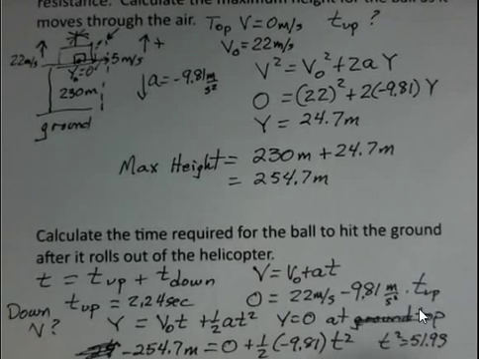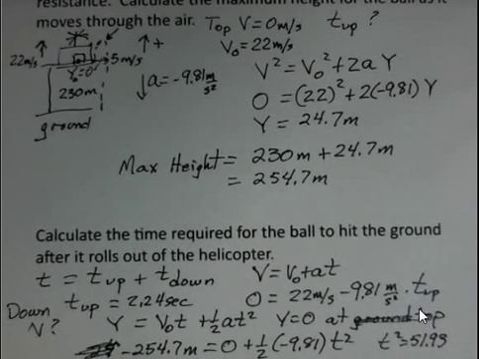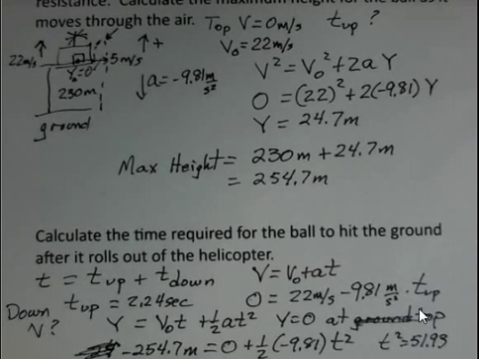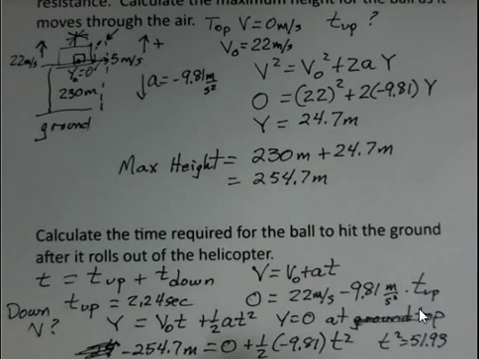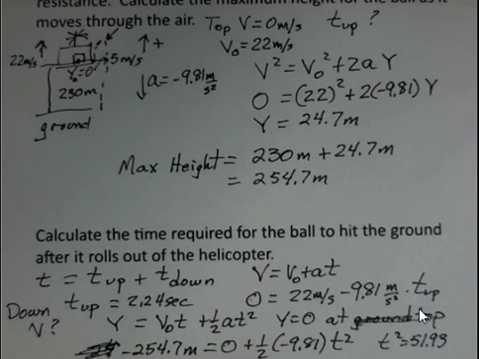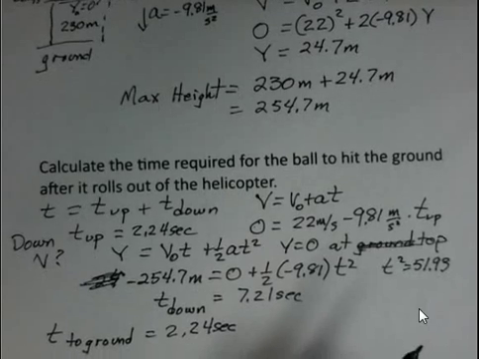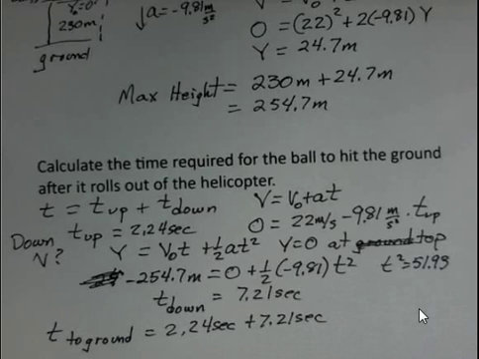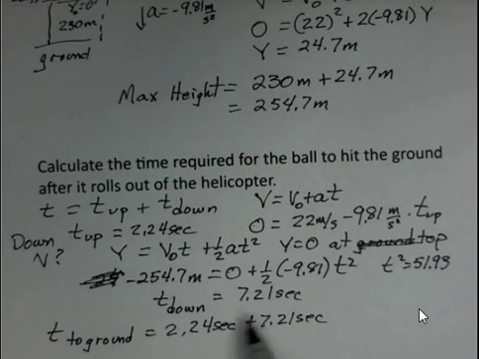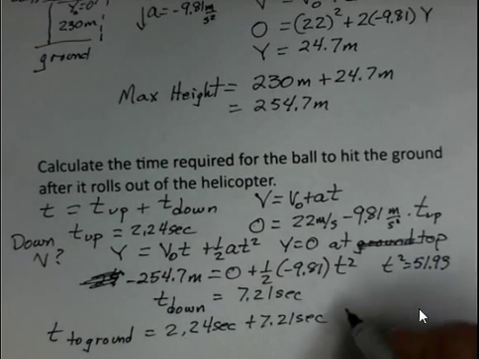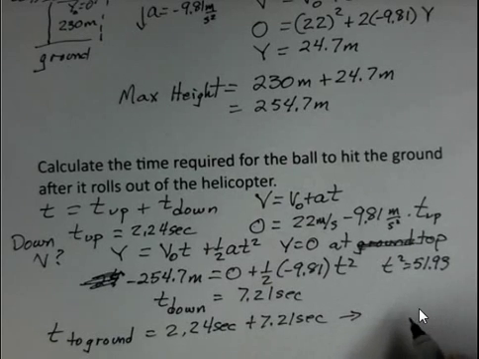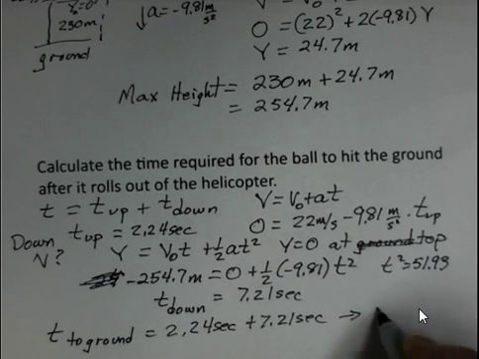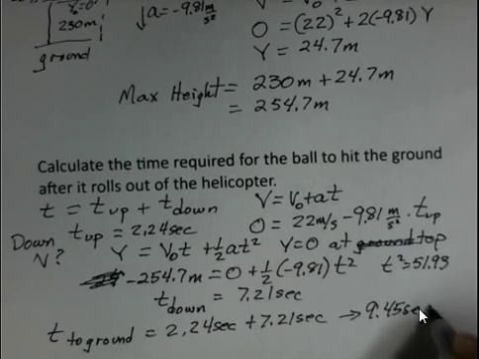And the time to hit the ground then is the addition of the time to go up after coming out of the helicopter, that was 2.24 seconds, plus the 7.21 seconds of going from the very highest point down to the ground. We found that using this third equation. So you can see my work now. The time from when the ball goes out of the helicopter until the ball hits the ground is going to be 9.45 seconds. So that's one way to work the problem.